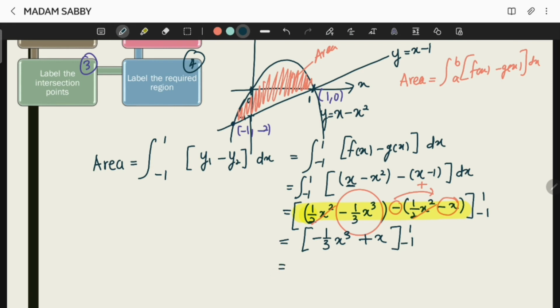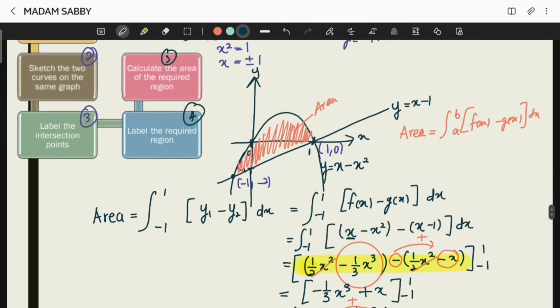Okay, so we're going to substitute. When x equals 1, it is equivalent to 2 over 3, minus, when x equals negative 1, it becomes negative 2 over 3. So in total, 2 over 3 minus negative 2 over 3, so it becomes positive. The final answer is 4 over 3 unit squared, or you can also convert it into decimal places. So that is the final answer for example 4.